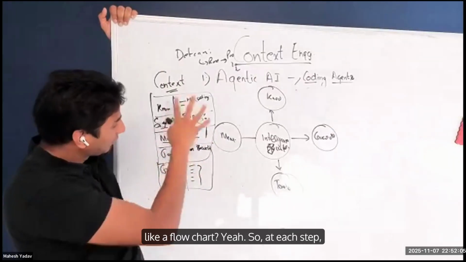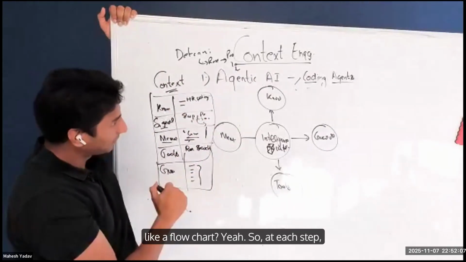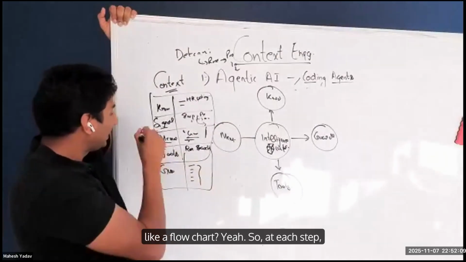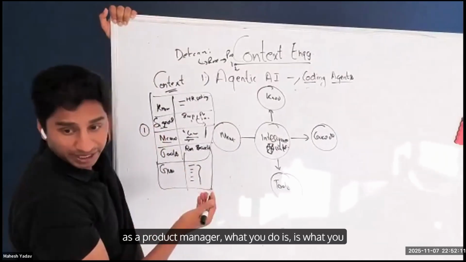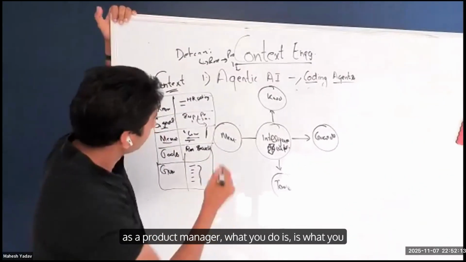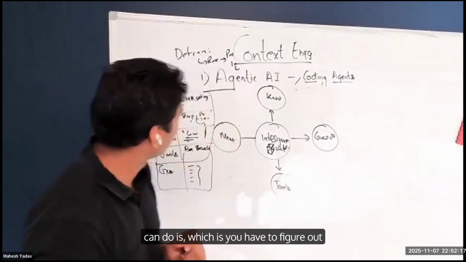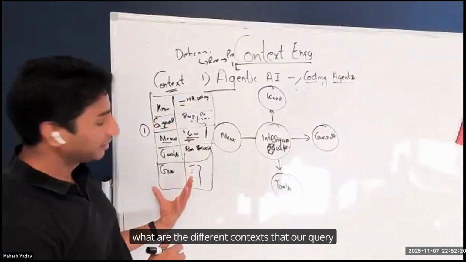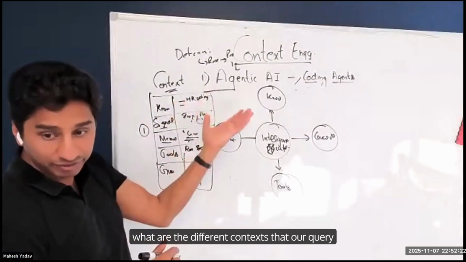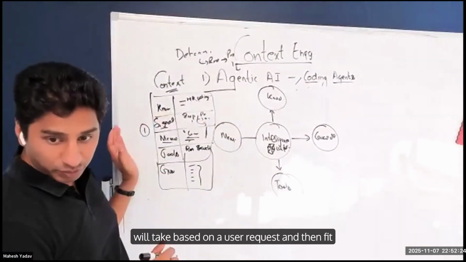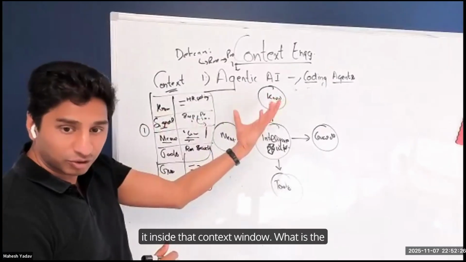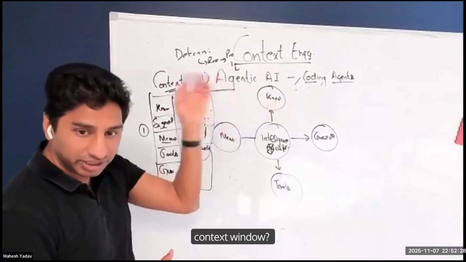So does it sound like a sort of flowchart, Mahesh? Yeah, so at each step, as a product manager, what you have to figure out is the different contexts that our query will take based on a user request, and then fit it inside that context window. What is the context window?